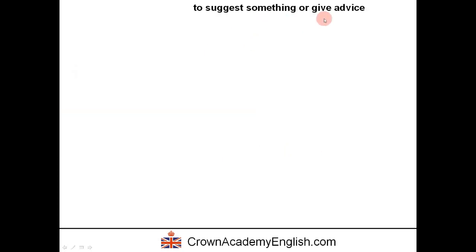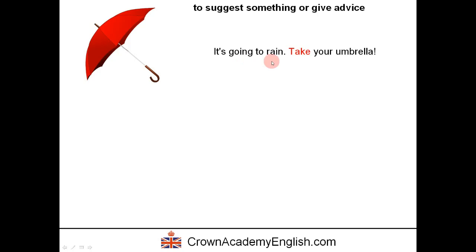To suggest something or to give advice to someone. It's going to rain. Take your umbrella. So we're giving someone some advice. We're making a suggestion. Take your umbrella because it's going to rain. So it's the verb take, the base form, and there's no subject. It's the imperative.